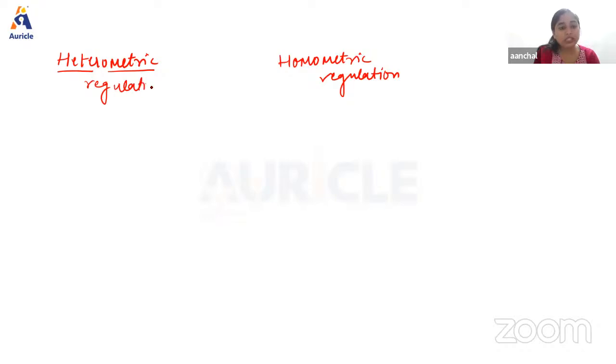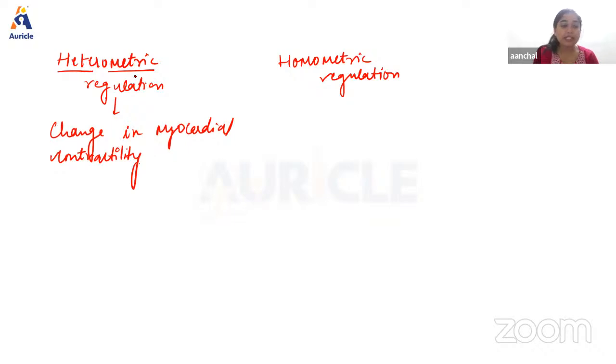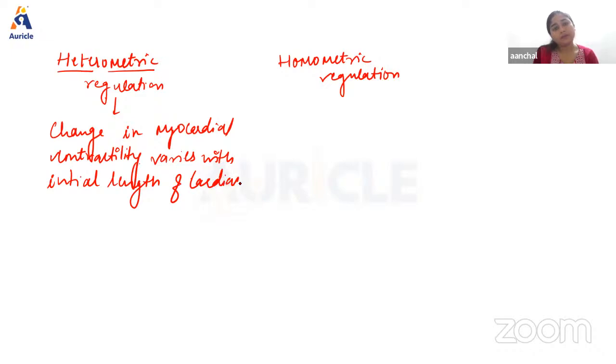Heterometric regulation means here there will be a change in myocardial contractility. As we have learned, hetero means different, metric means length. So there will be a change in myocardial contractility that varies with the initial length of the muscle, or we can say the initial length of the cardiac muscle fibers.